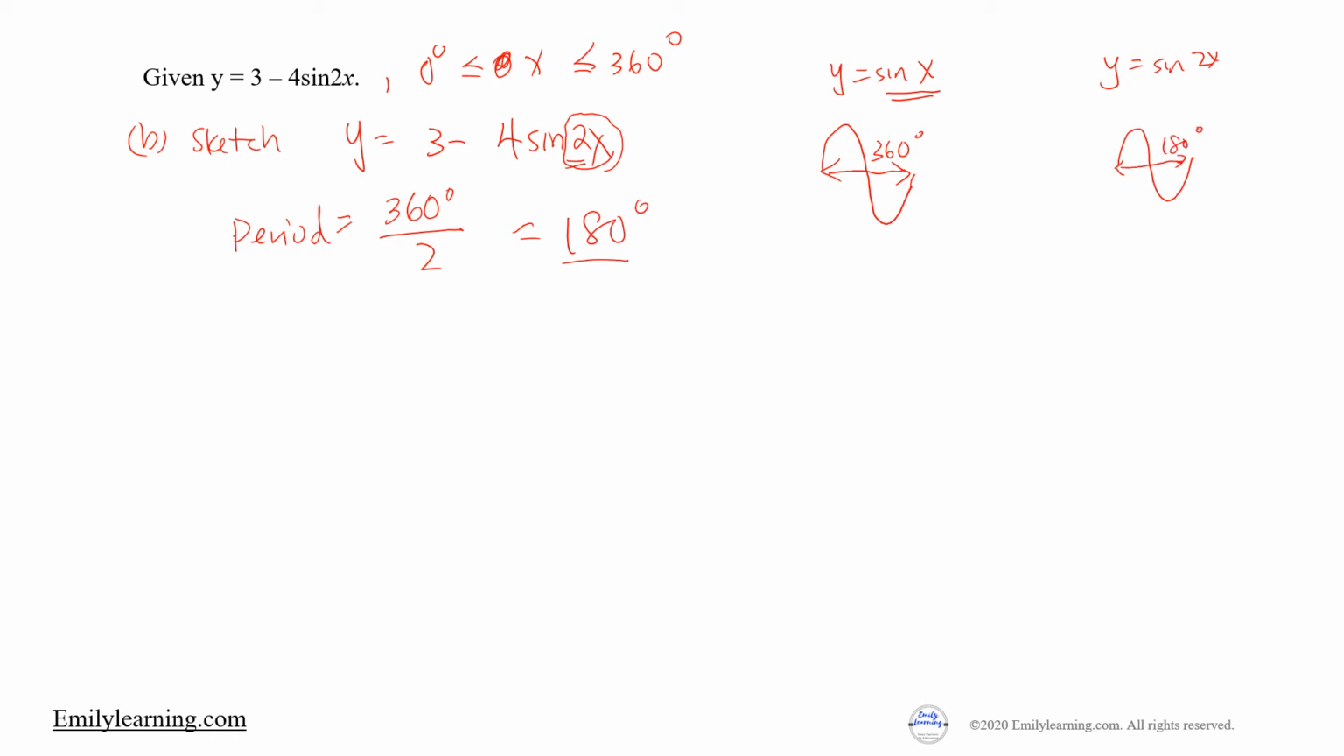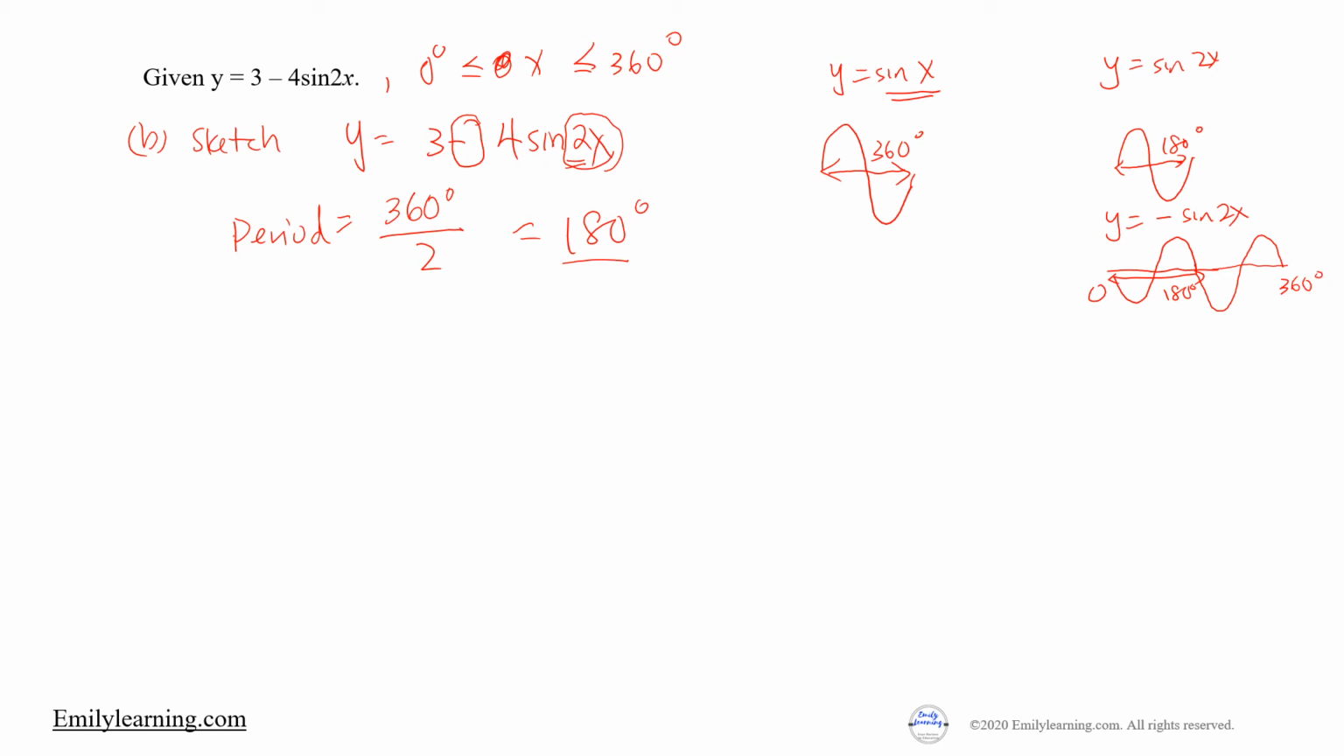What else? I know that there is a negative sign here. So whenever you have a negative sign, you reflect the graph about the x-axis. So I know now the graph will look like this. So y equals negative sine 2x will look like this, and here is 180 degrees. If I need to sketch from 0 to 360 degrees, there are 2 cycles. So I need to draw it this way.